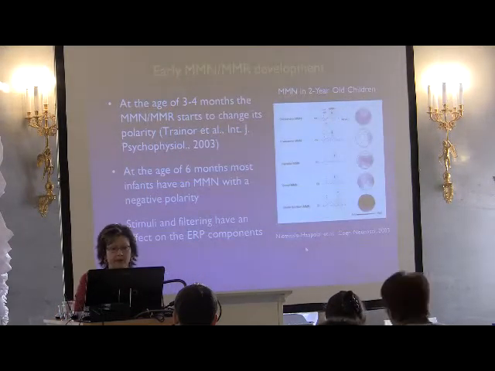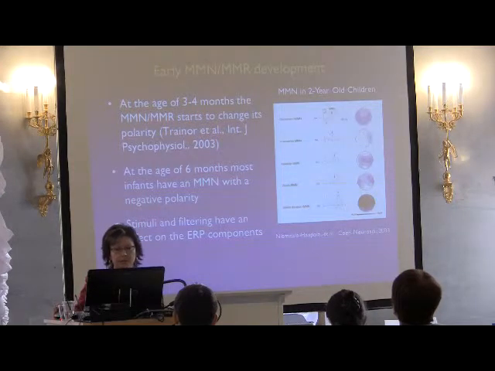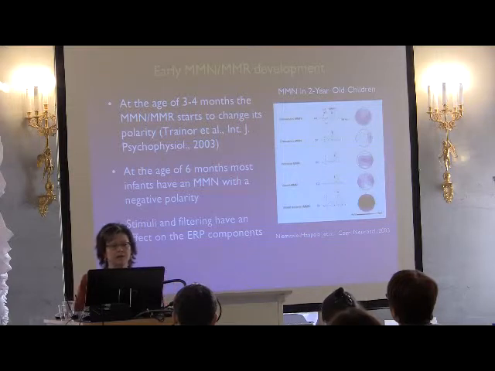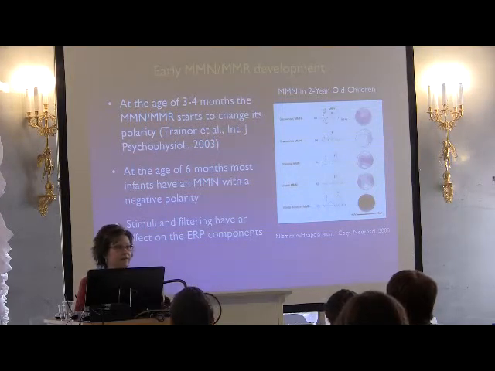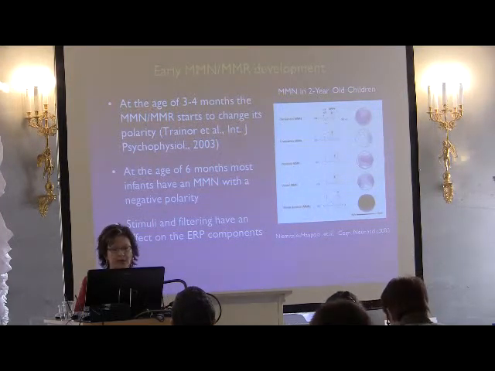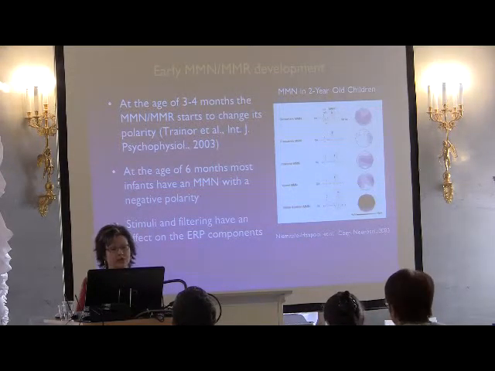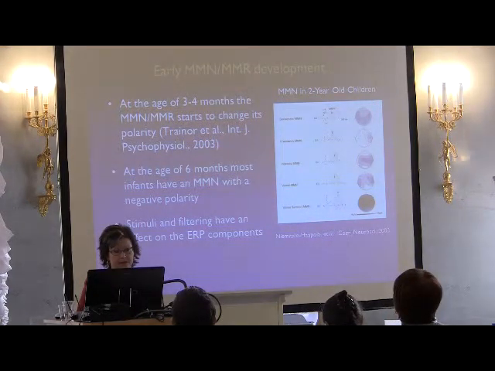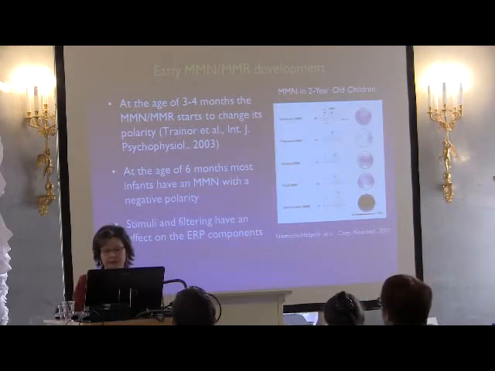And if we look at the development, for instance, a very nice study by Trainor et al. suggested that at the age of 3 to 4 months, the mismatch response starts to change its polarity and become more adult-like. And at 6 months of age, most infants have an MMN which resembles the adult MMN. However, stimuli, filtering, and experimental parameters may also have an influence on these components.